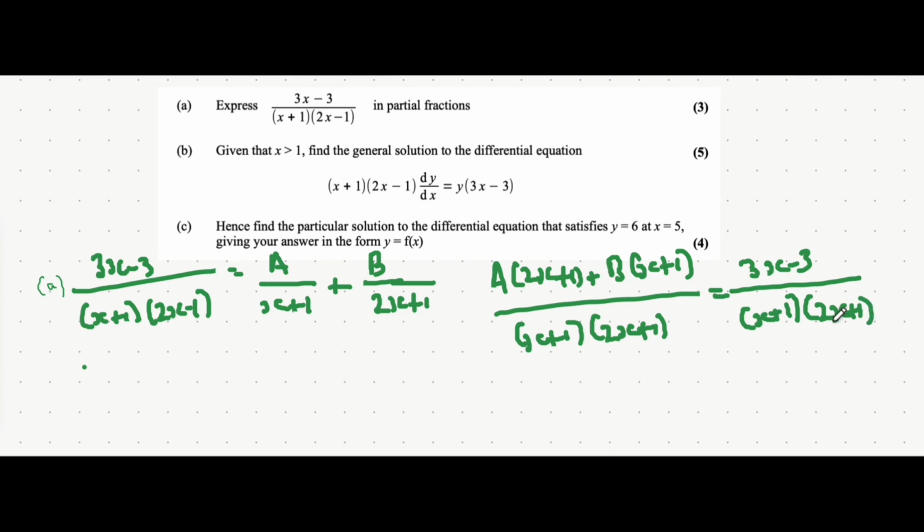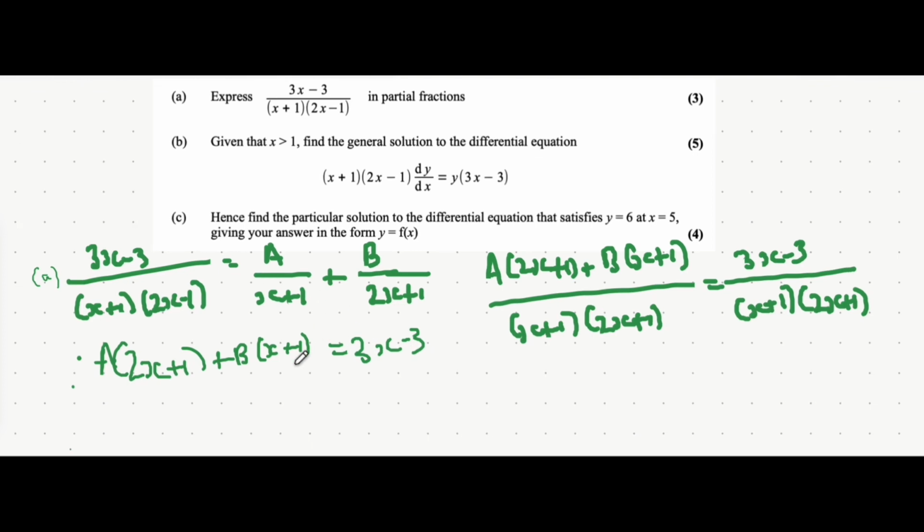Now, when you have only one fraction on both sides and the denominators match, the numerators must also match. We can say that the numerators are equal to each other. We can say A lots of 2x minus 1 plus B lots of x plus 1 is all equal to the numerator on the right hand side, 3x minus 3. You might have another method for going through partial fractions, that's completely fine.